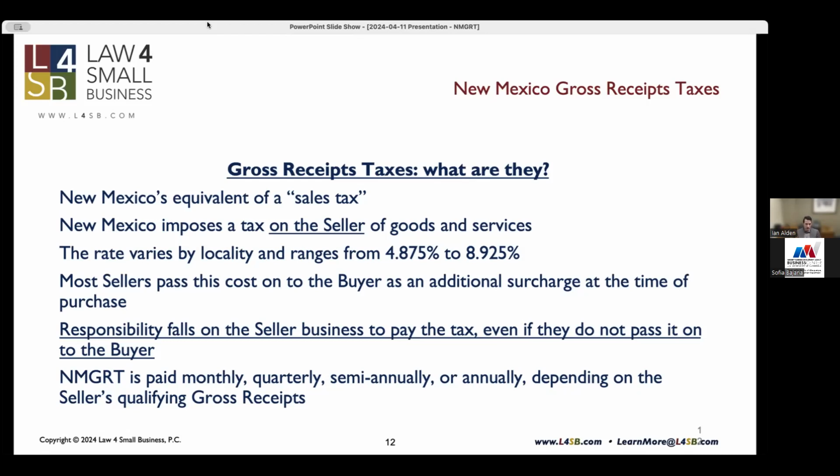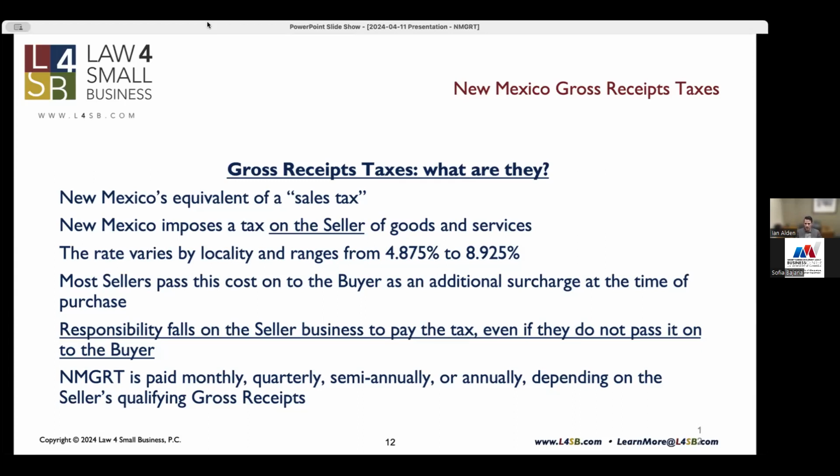They'll collect it, they'll pay it to the state. But even if they didn't, like let's say they said, you know what, we don't like this tax, we're not going to pass it on to you, they would still be obligated to pay that percentage of the transaction to the state because the gross receipts tax is imposed on the seller of goods and services, even if they don't pass it on to the buyer. This is a tax that is payable periodically. It's either monthly, quarterly, semi-annually, or annually. I'll cover the periods a little bit later.